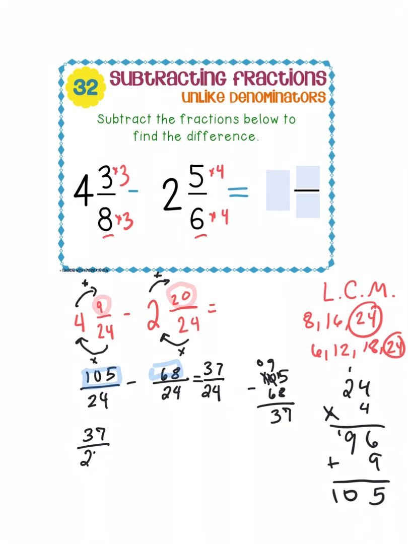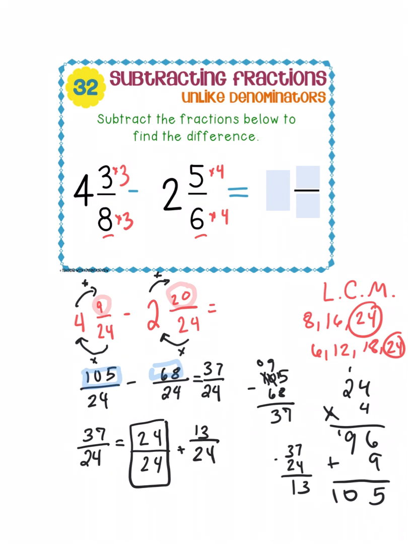Last step. I've got to convert this back to a mixed number. So 37 out of 24, I can break that up into 24 24ths. This is one whole. Let's see, 37 minus 24. Okay. Plus 13 out of 24. So in mixed number form, that's one whole and 13 out of 24. Okay, that's a long process. I know that was a lot.